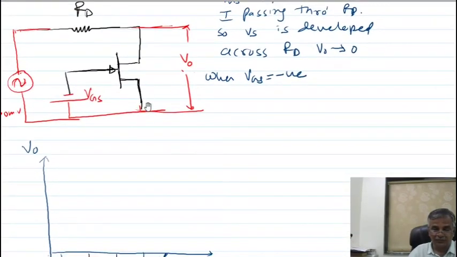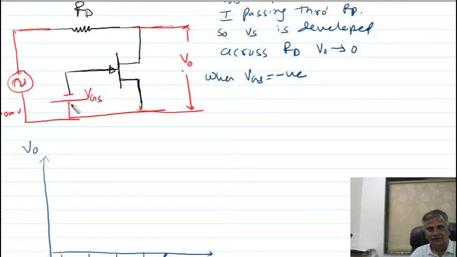As you make this negative, less current will flow here. The current decreases, so the voltage drop across this decreases, and this voltage increases. Look again: as current is less, the voltage drop across RD is less, and as the voltage drop across RD is less, this voltage increases.